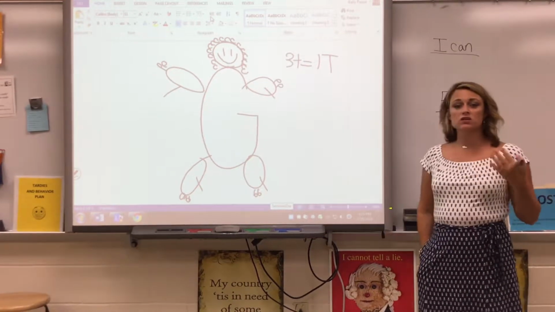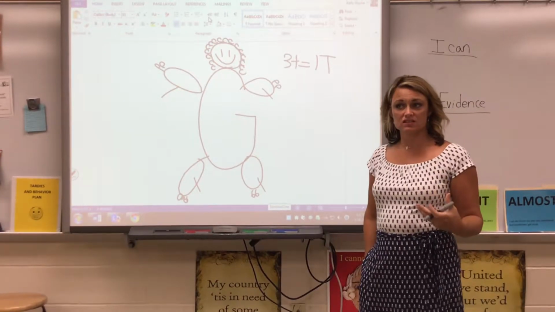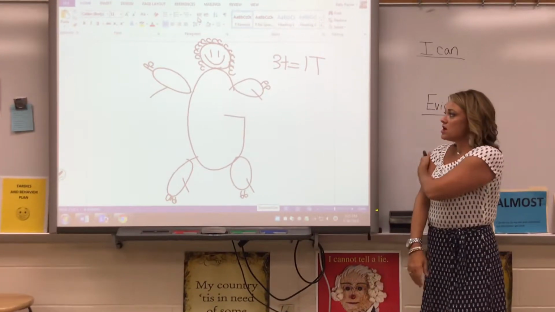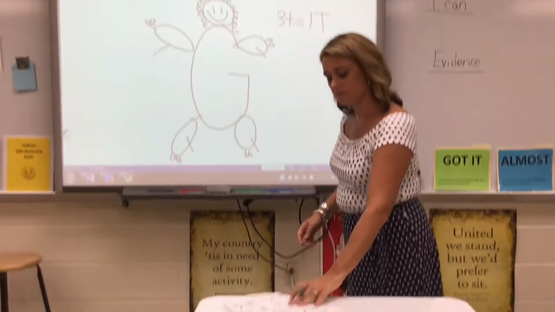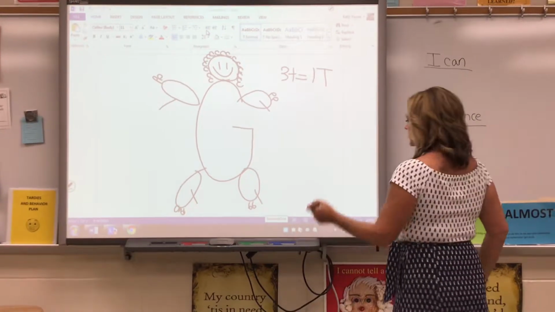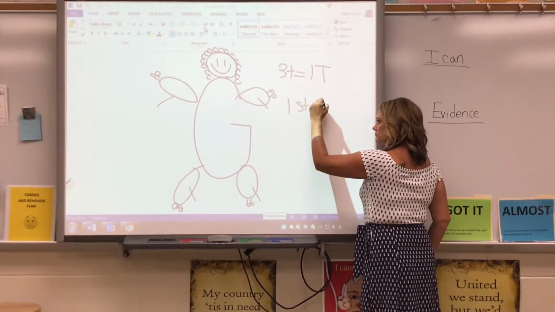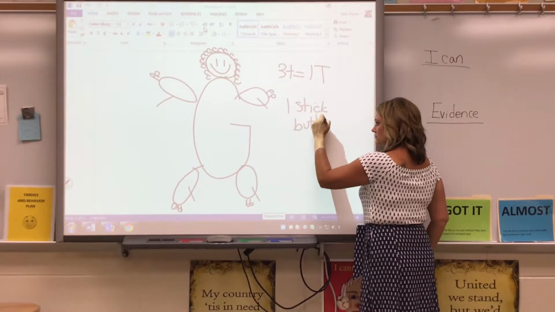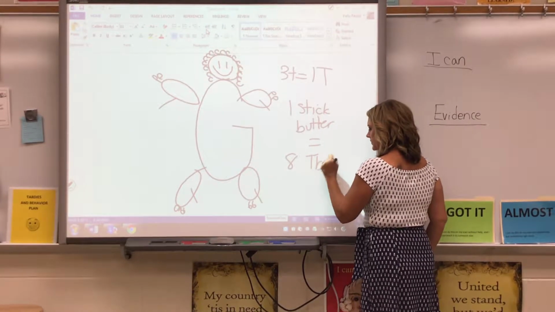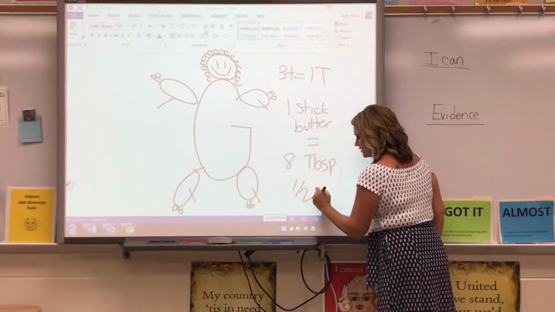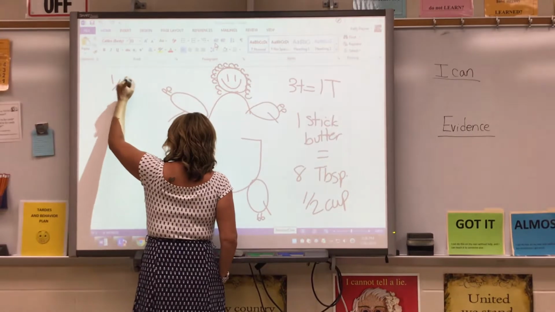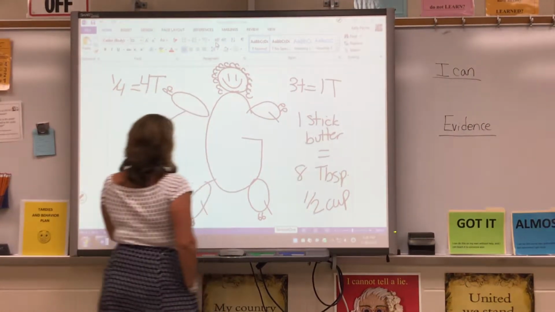I also want to talk about sticks of butter. A lot of times if you bake, you use sticks of butter, and it'll say a half a cup of butter. Well, how many tablespoons is in that? And if you remember, if a half a cup of butter, there's 8 tablespoons in a half a cup. So 1 stick of butter equals 8 tablespoons, which is equal to a half a cup. I want you to remember that a fourth a cup is equal to 4 tablespoons. That's one that you will use a lot.